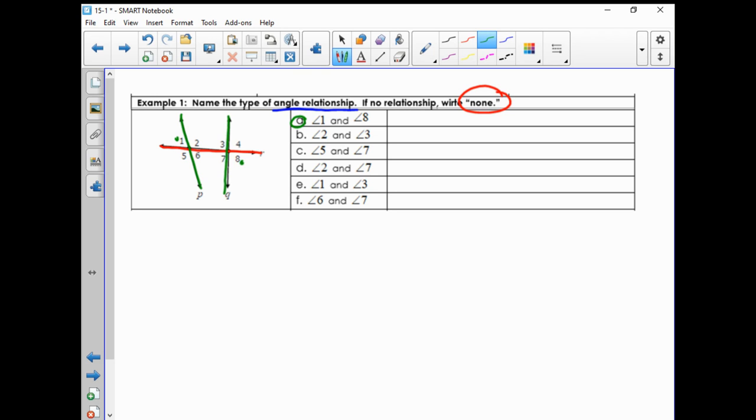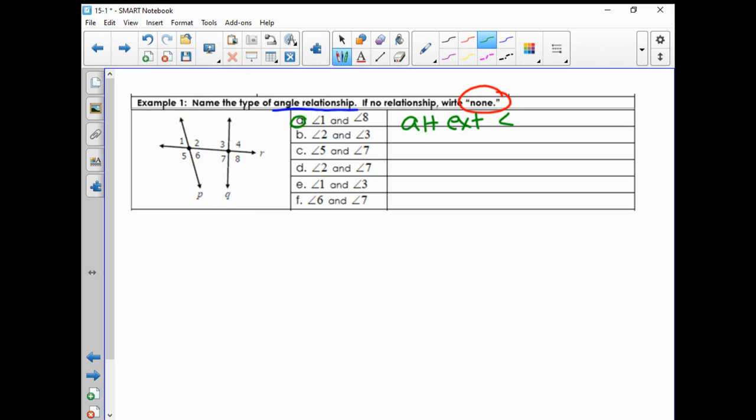When you look at the two lines right there, notice how those are both outside or exterior to our lines. And we've got different sides or alternate sides of our transversal. So we're going to call these alternate exterior angles. Okay, we're going to erase the whole thing and then start all over again.